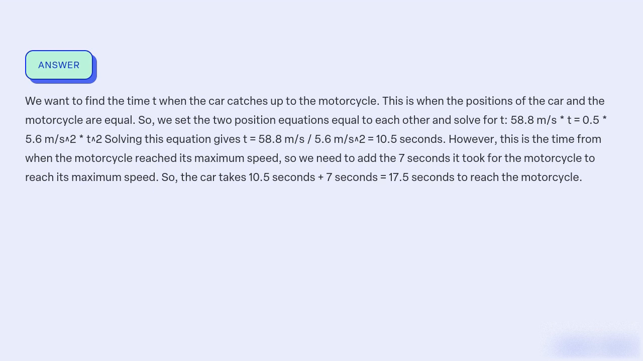However, this is the time from when the motorcycle reached its maximum speed, so we need to add the 7 seconds it took for the motorcycle to reach its maximum speed. So, the car takes 10.5 seconds plus 7 seconds, equal to 17.5 seconds, to reach the motorcycle.